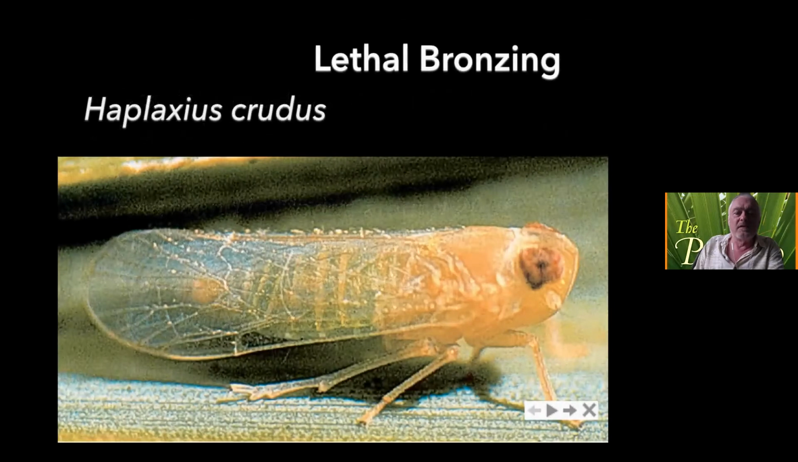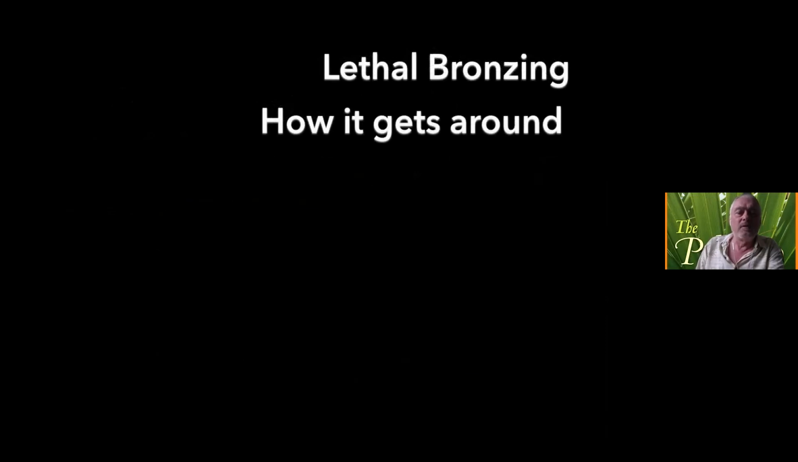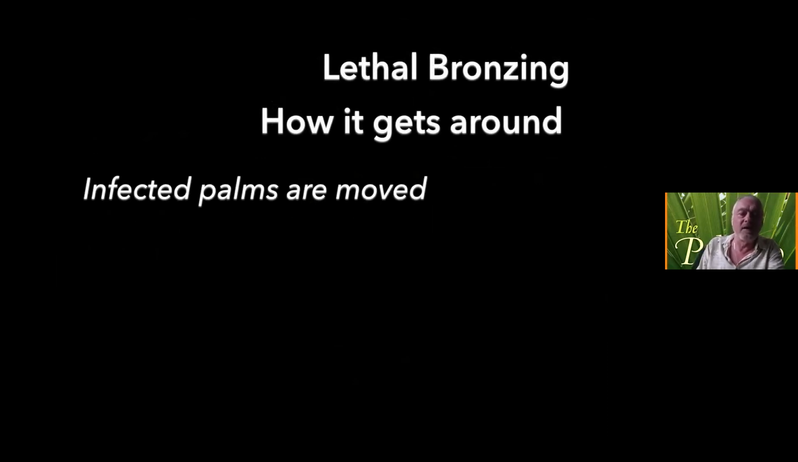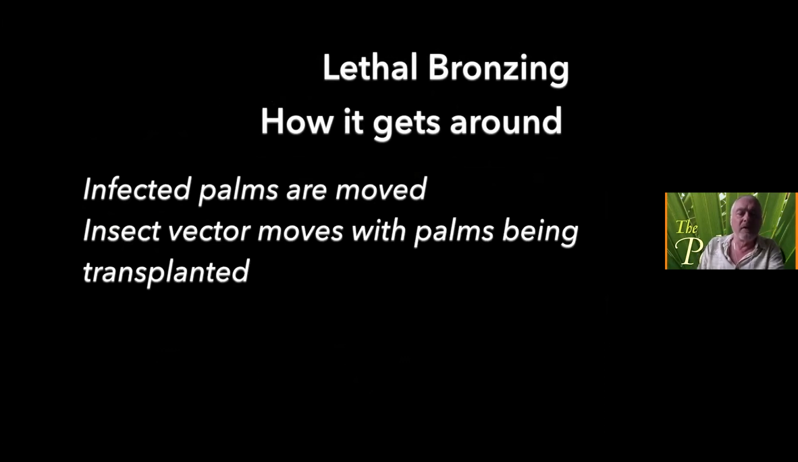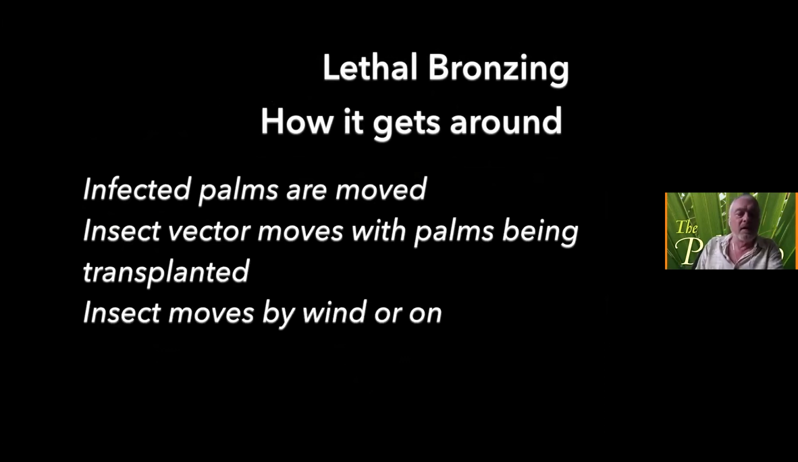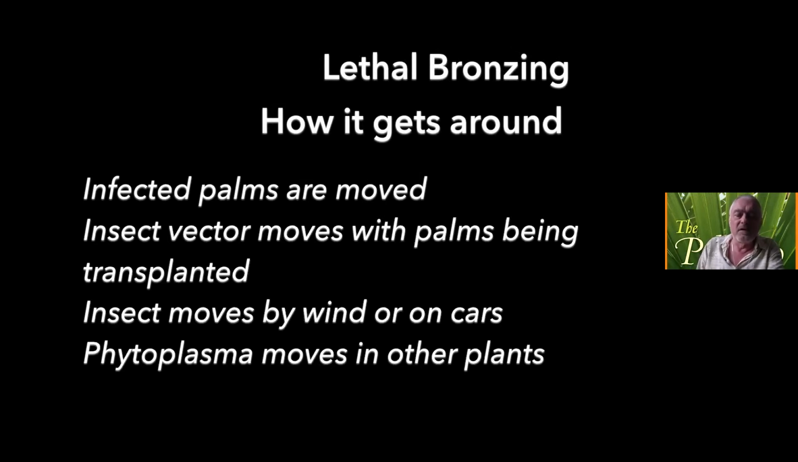So this is the insect Haplaxius crudus. And it can move around in 4 different ways, which is problematic. You could take an infected palm with or without the insects and move it somewhere, and that could be a problem. The insect vector could be moved with the palms. The insect can move by itself, and Dr. Bader has found it on his car windshield. And the phytoplasma can also occur in other plants. So there's no single way to stop the movement or transmission of the disease.